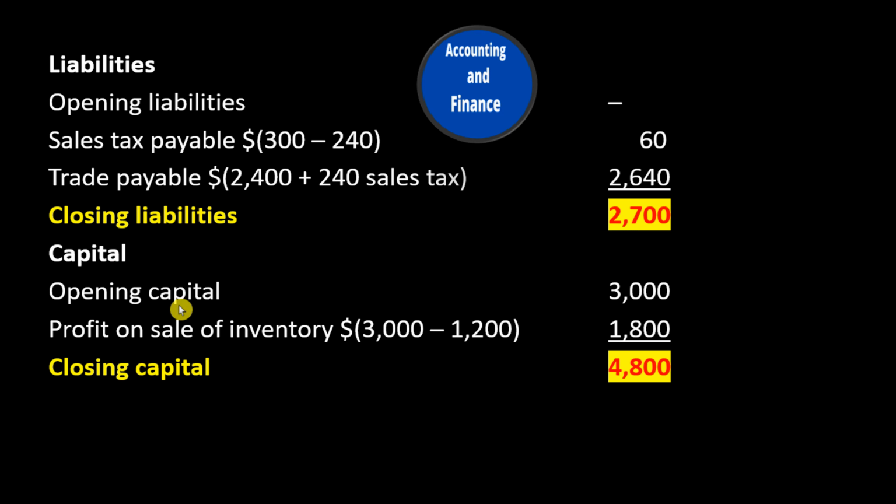Capital. Opening capital $3,000. Profit on sale of inventory $3,000 minus $1,200 is $1,800. Closing capital $4,800.